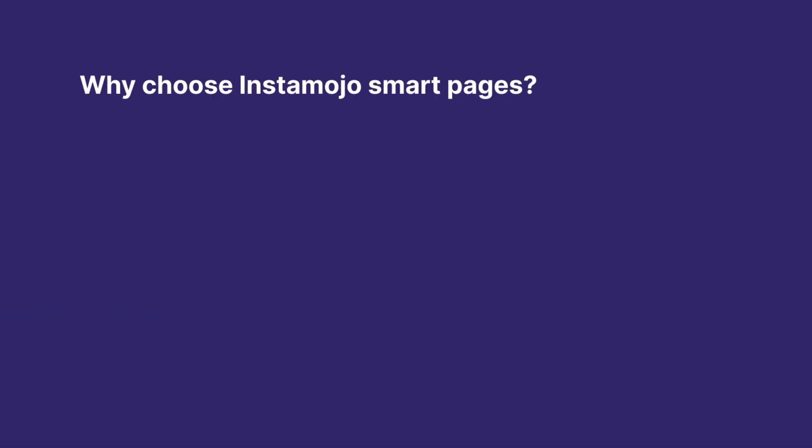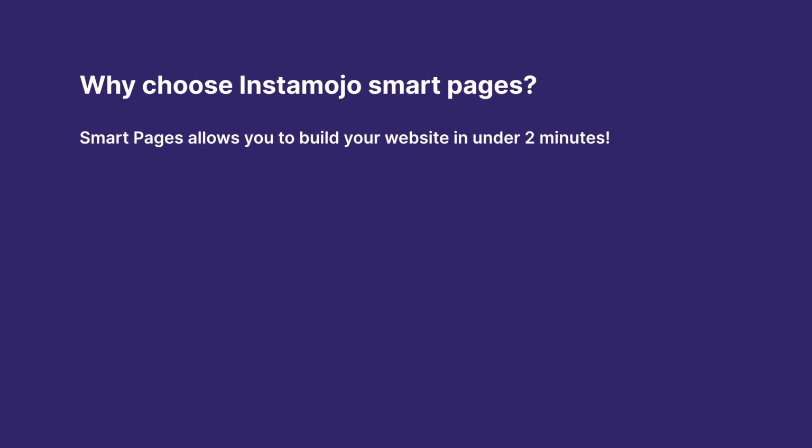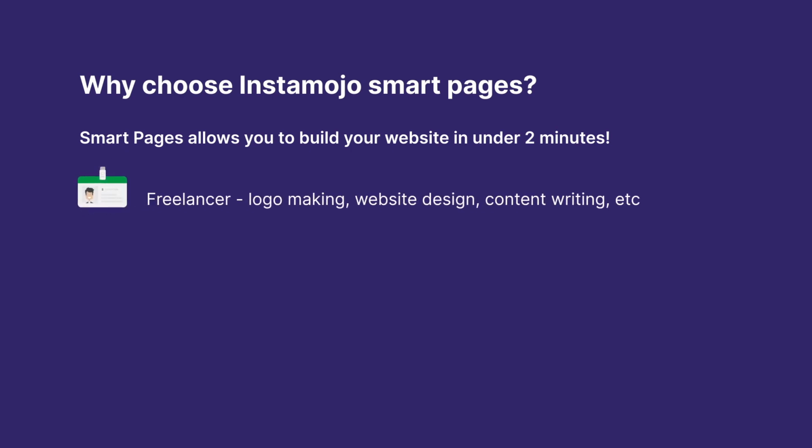Why choose Instamojo Smart Pages? Because Smart Pages allows you to build a one-page website in just under 2 minutes. It can be used by any business, whether you're a freelancer, offering services like logo making, website design, content writing, etc. Or you could be selling tickets to an event like an open mic, webinar, and such.